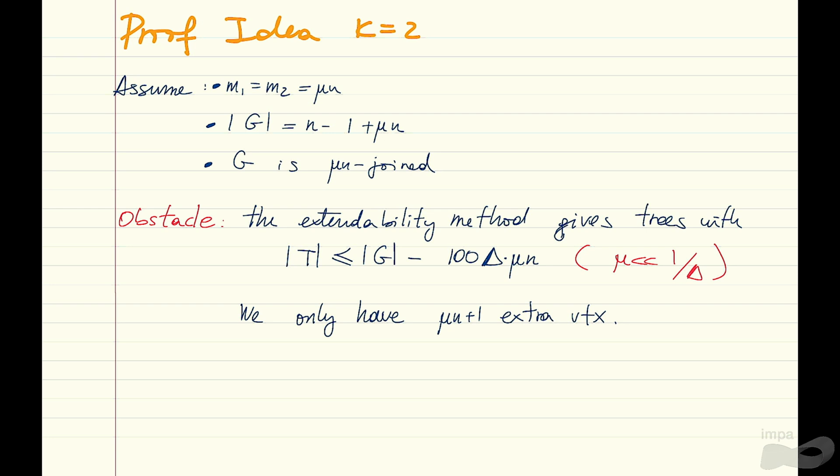The obstacle we have here to apply the extendability method is that it only gives us trees of size of G minus something which depends on the maximum degree of the tree, and also on the m coming from the joint condition, which in this case is mu n. So we can embed trees up to this size, but we only have mu n minus 1 vertices, so this should be a minus 1.